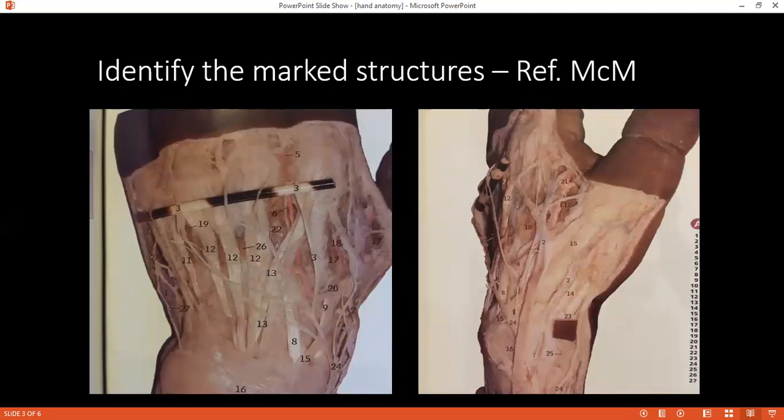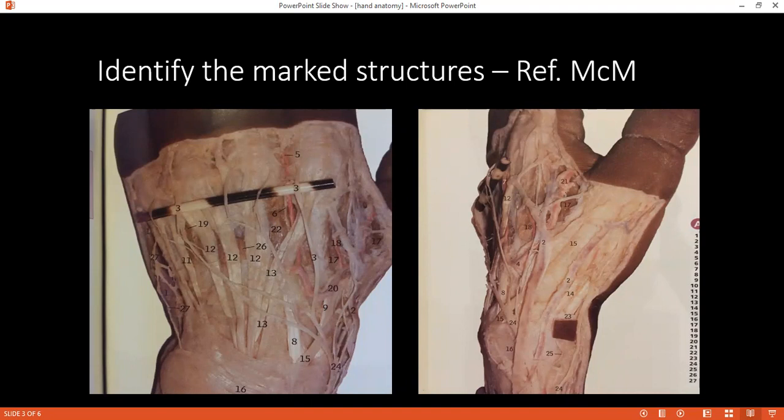Good. And what is the floor formed by, and what are the contents of an anatomical snuff box? Floor is formed by the scaphoid bone. The content is the radial artery. Radial artery is the content, and the floor is the scaphoid bone. Good.